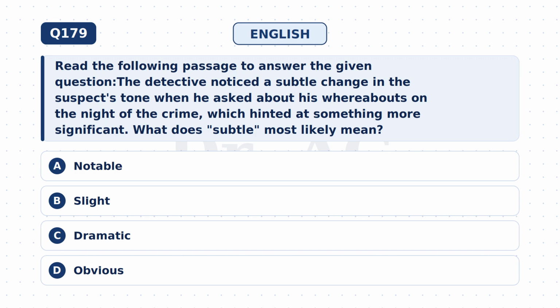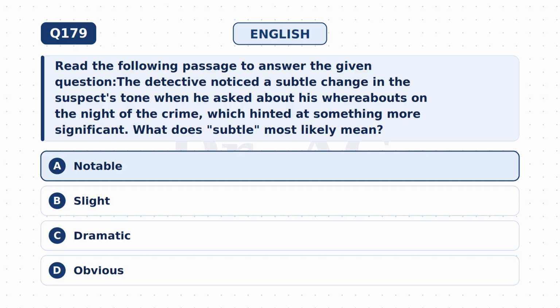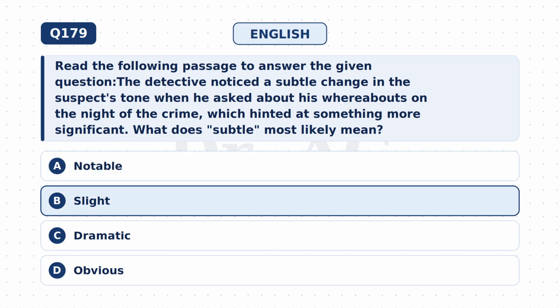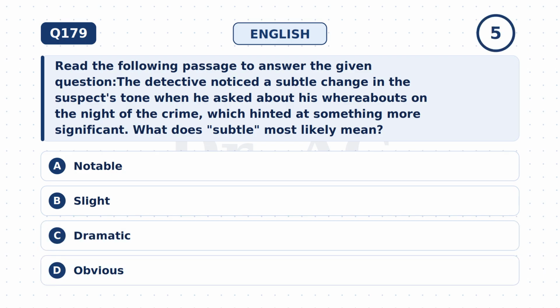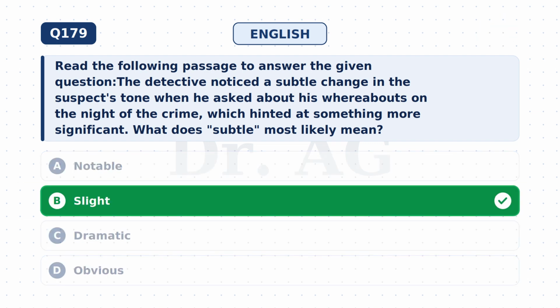Question 179. Read the following passage to answer the given question. The detective noticed a subtle change in the suspect's tone when he asked about his whereabouts on the night of the crime, which hinted at something more significant. What does subtle most likely mean? Option A, notable. Option B, slight. Option C, dramatic. Option D, obvious. The correct answer is B, slight.